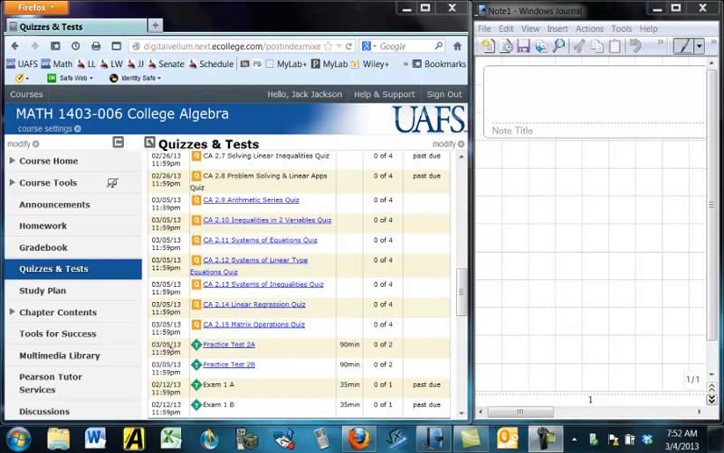Today we're going to be going over a practice test. This is a test over linear functions and related information. And this particular practice test is practice test 2A from the spring of 2013. And you can use this as a review of this unit and preparation for the exam.